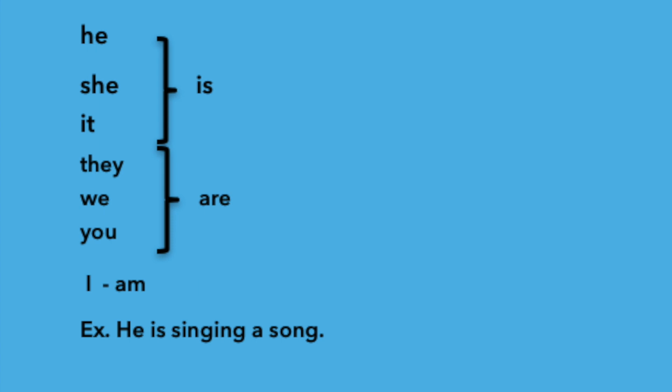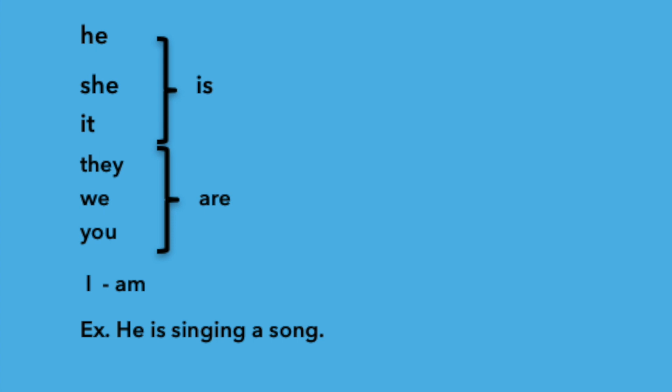Here he is the subject, is as the auxiliary verb. And singing is the ing form of the verb sing, and a song, that is the object of the sentence. Okay, subject plus is or am plus ing form of the verb plus object. With he, she, it, use is. With they, we, you, use are. With I, use am.